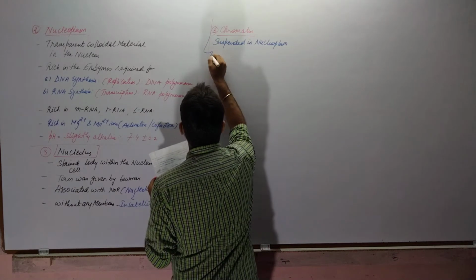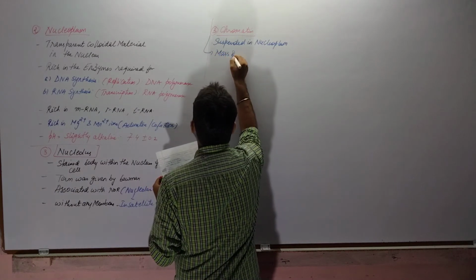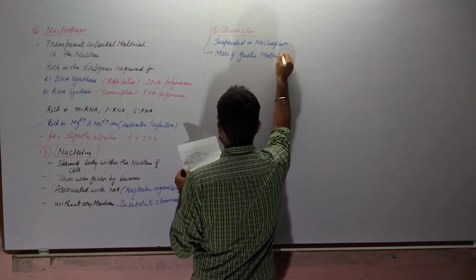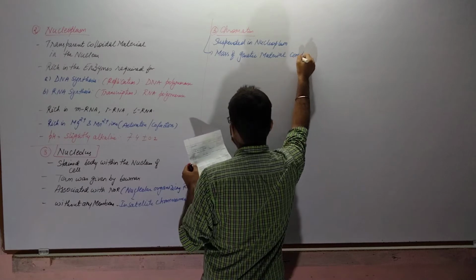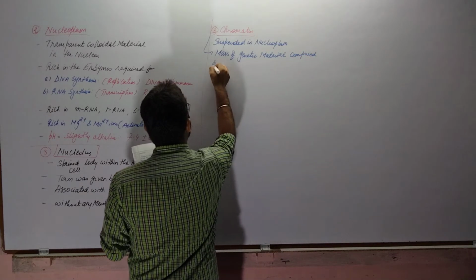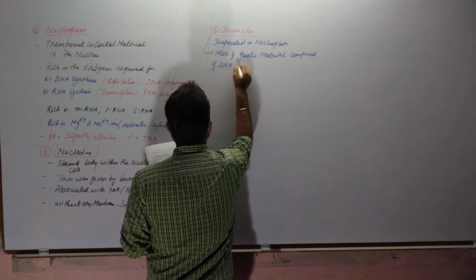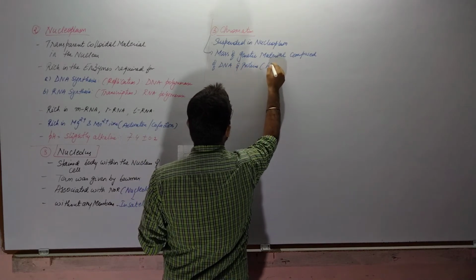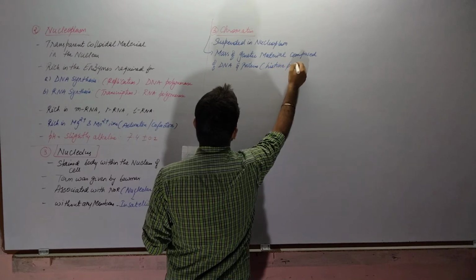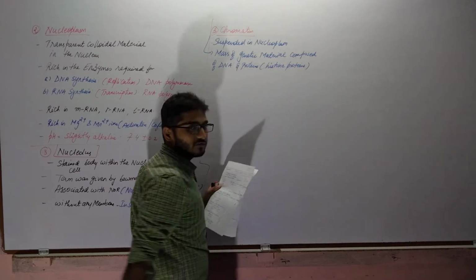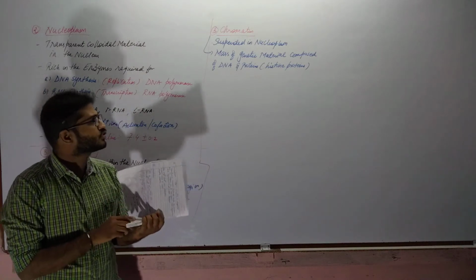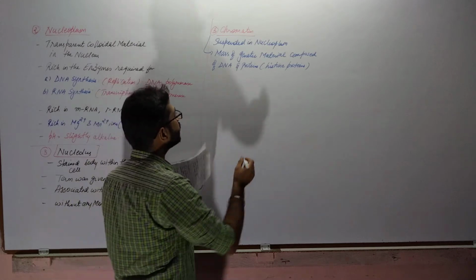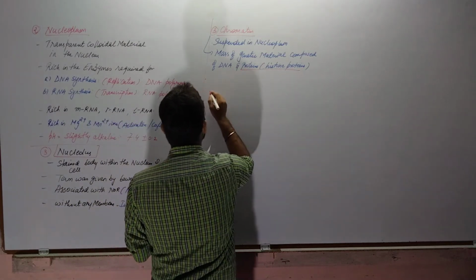So chromatin is defined as a mass of genetic material composed of DNA and proteins, and these proteins are histone proteins, or you can also write it is a mass of genetic material plus proteins. Proteins, I already told you, they are histone proteins, right?